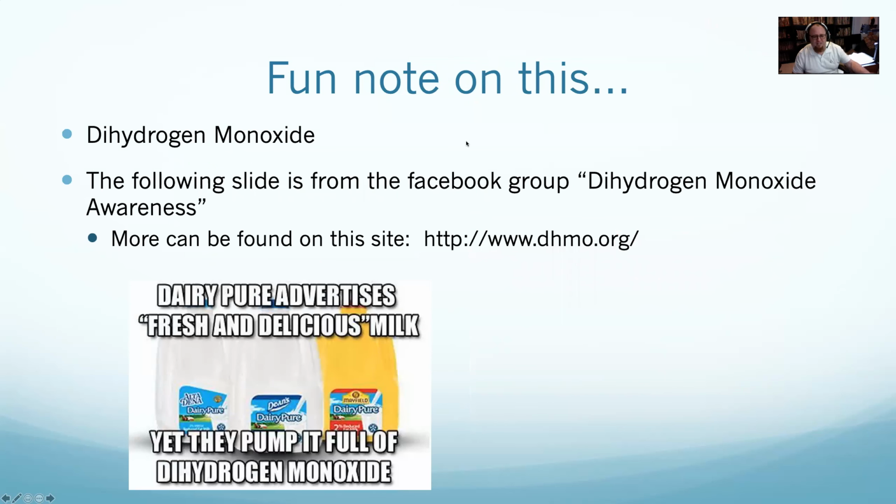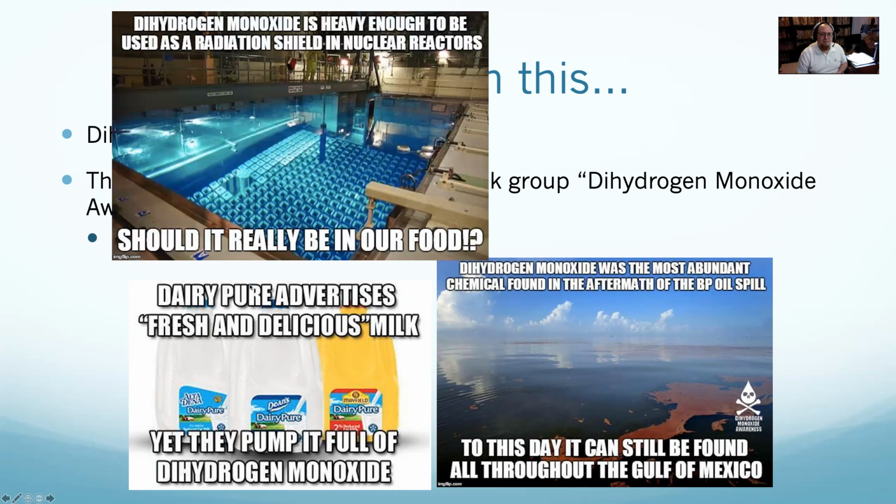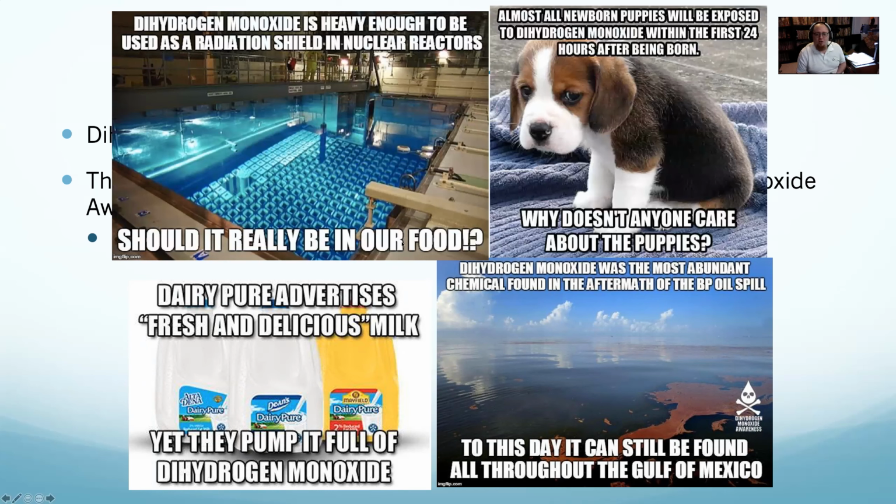Dairy Pure advertises fresh and delicious milk, yet they pump it full of dihydrogen monoxide. Dihydrogen monoxide was the most abundant chemical found in the aftermath of the BP oil spill and can still be found throughout the Gulf of Mexico. Dihydrogen monoxide is used as radiation shield in nuclear reactors, and it's in our food. All newborn puppies are exposed to dihydrogen monoxide within the first 24 hours of being born.